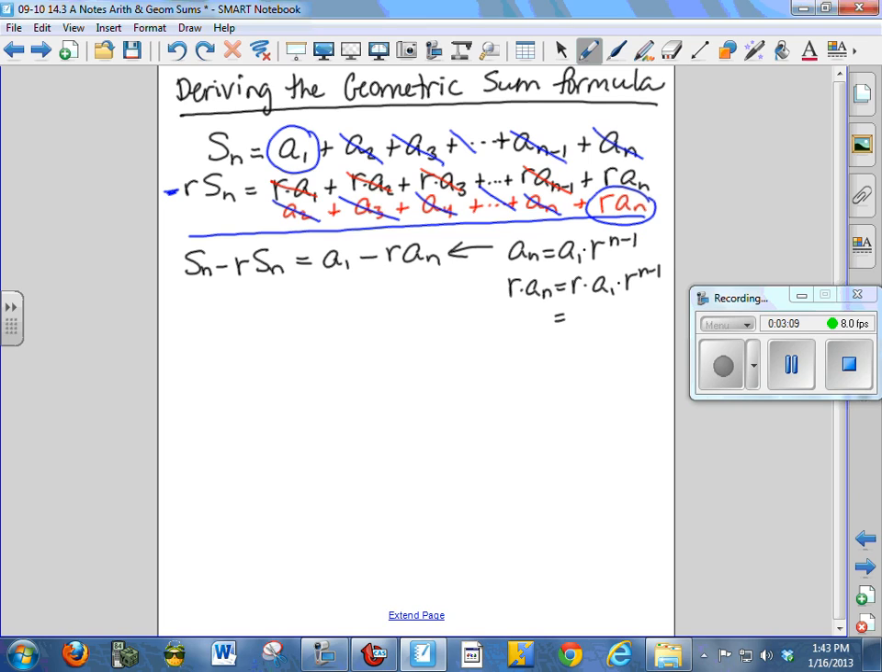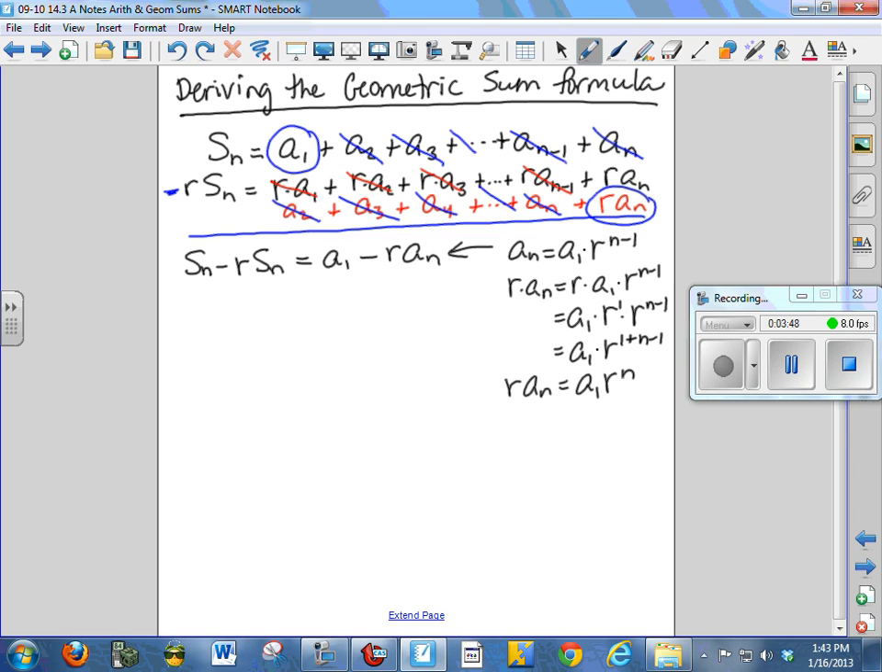Well, I can rearrange the terms since multiplication is commutative, and I can switch the order in multiplication. So I'm going to say a sub 1 times r, and this is r to the first, times r to the n minus 1. And recall that when you have two numbers that have the same base and they have exponents on them, you can add the exponents. So this would be a sub 1 times r to the 1 plus n minus 1. Well, 1 plus n minus 1 is just n. So r times a sub n is equal to a sub 1 times r to the n.